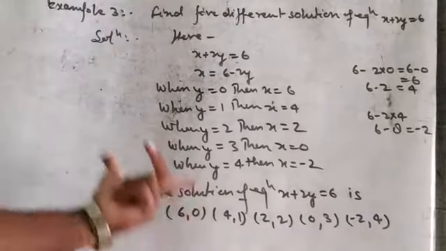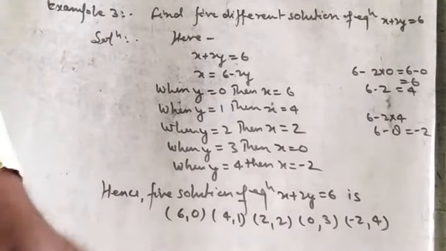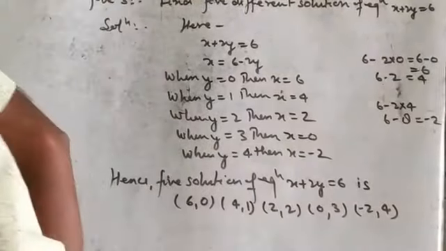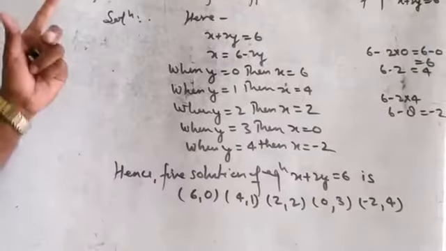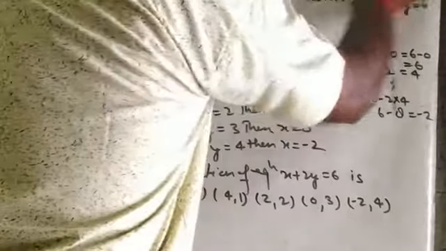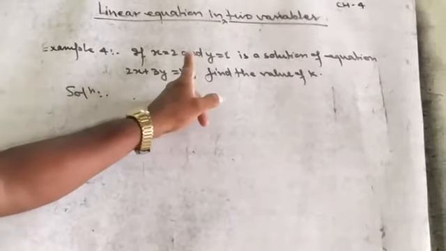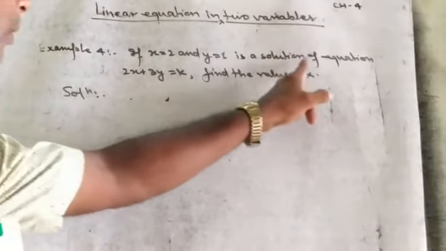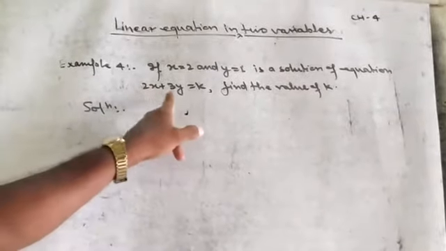Very simple question. All of you see here. One more last question remains, and it is very small, and only these types of questions are in the first exercise. You see here. Example 4. If x is equal to 2 and y is equal to 1 is a solution of the equation 2x plus 3y is equal to k, find the value of k.